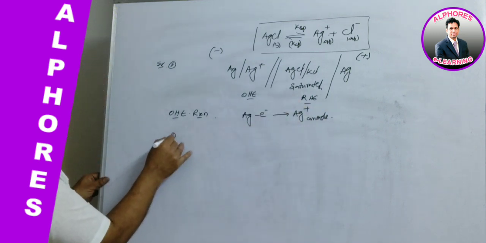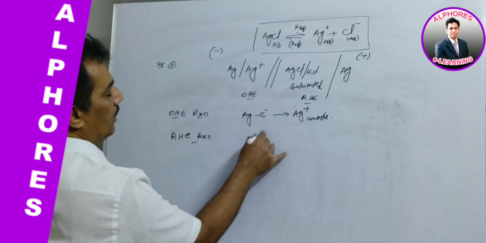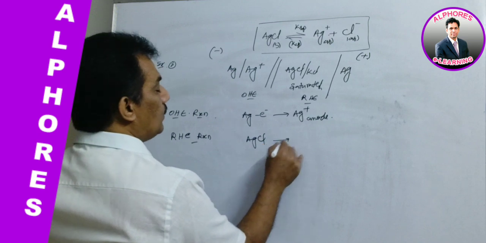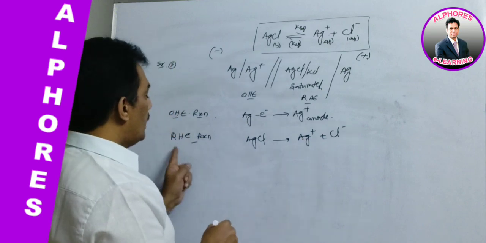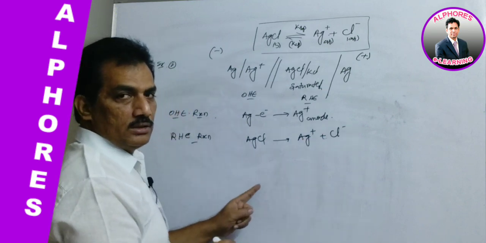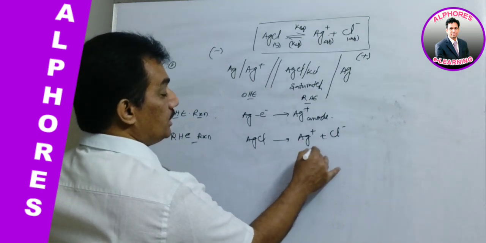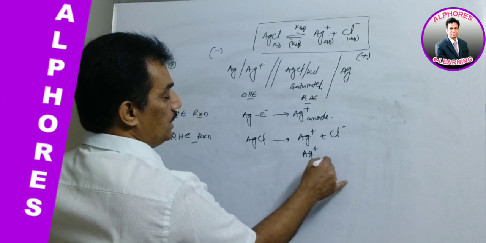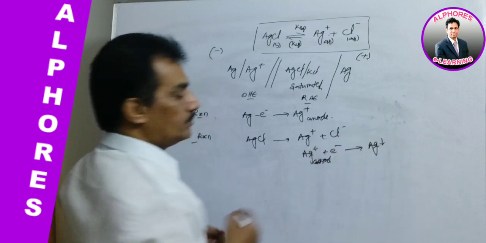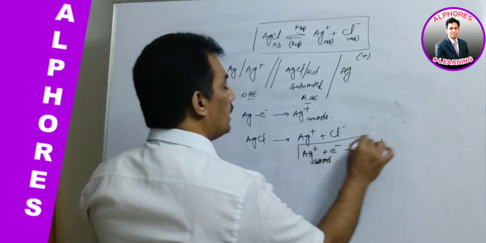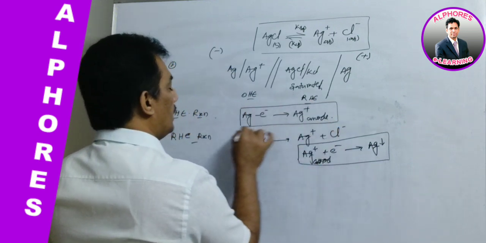And now at the cathode RHE, what is happening? RHE reaction, actually it is AgCl. First of all, it will split into Ag plus and Cl minus. But because it is the cathode, the electrode should go for reduction. This Ag plus from the cathode will take an electron to get into Ag. This is the cathode reaction we require, and this is the anode equation we require.